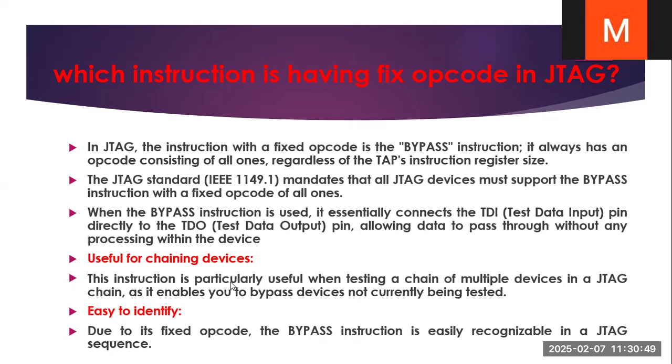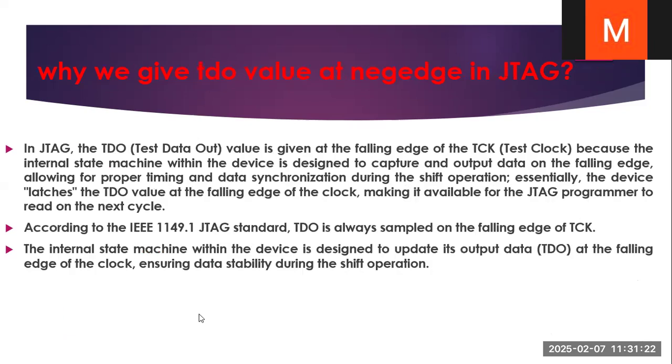This instruction is particularly useful when testing a chain of multiple devices in a JTAG chain, as it enables you to bypass devices not currently being tested. Suppose we have 5 devices and you want to test only the third one among the 5. The remaining you can bypass using the bypass instruction code. Due to its fixed opcode, the bypass instruction is easily recognizable in a JTAG sequence.